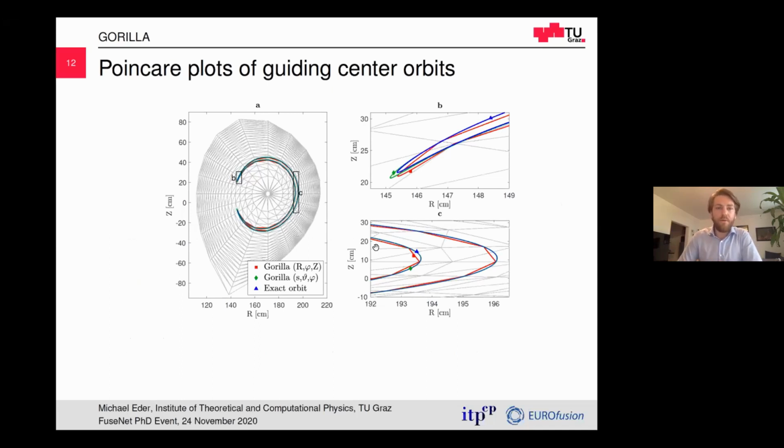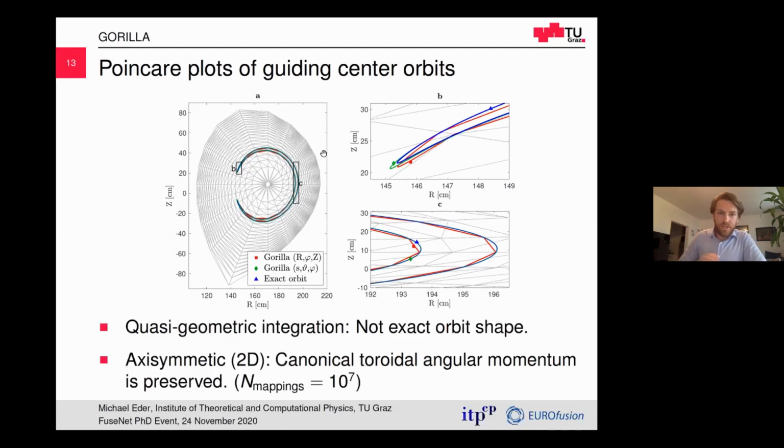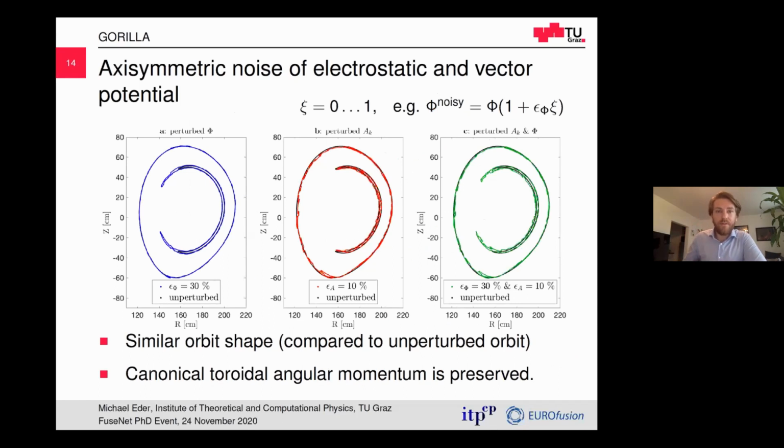Here you can see a Poincare plot. That means we follow the particle orbit in toroidal direction, and every time we cross the phi equals 0 plane, we note this point. So what you see here in red, green, and blue are not lines, they are actual points that are very close together. And with this mesh that you can see in the background, we now compare an exact orbit result that is obtained without the mesh with a standard method and our Gorilla code in 2 different coordinate systems. And the results are indeed quite similar, but most important, they remain closed on the drift surface. So the canonical toroidal angular momentum is preserved.